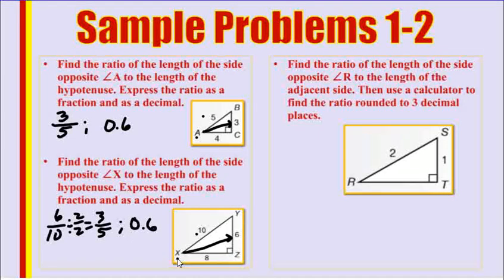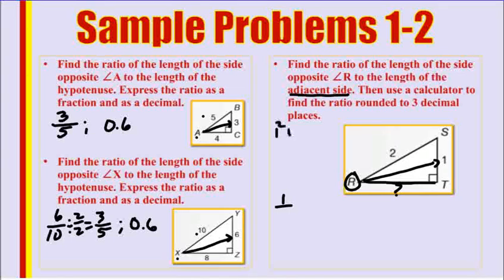And the third one here is find the ratio of the length of the side opposite angle R. So angle R is here, opposite is 1, to the length of the adjacent side, the side that touches R. Then use a calculator to find the ratio rounded to 3 decimal places. Since we do not know the base, we can use the Pythagorean theorem to figure that out.